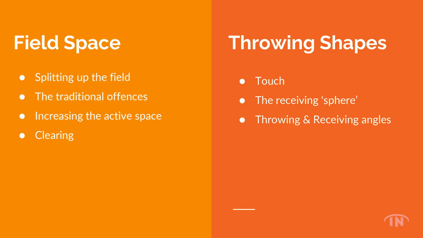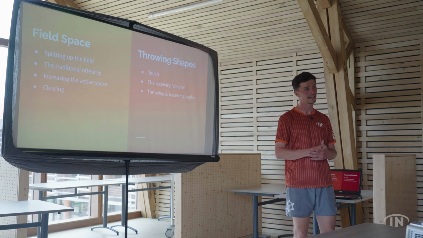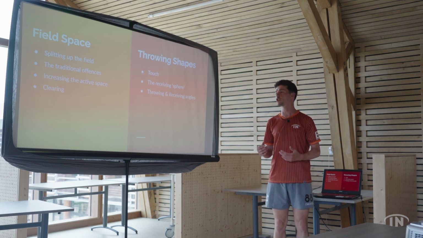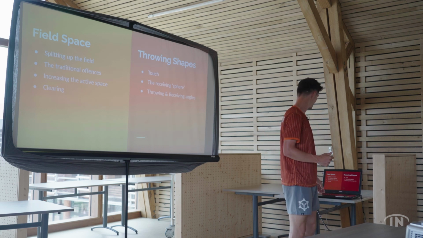So we're going to touch on how I split up the field, traditional offenses and their spaces, increasing the active space, and how we utilize clearing in our spacing. And then throwing shapes, we're going to talk about touch, we're going to talk about the receiving sphere, and throwing and receiving angles.